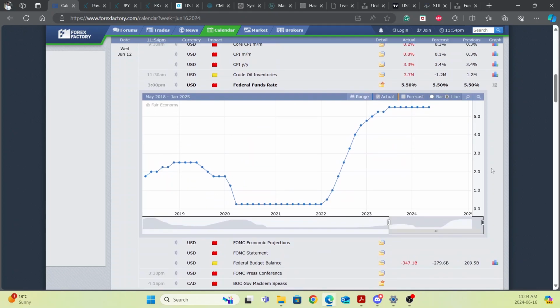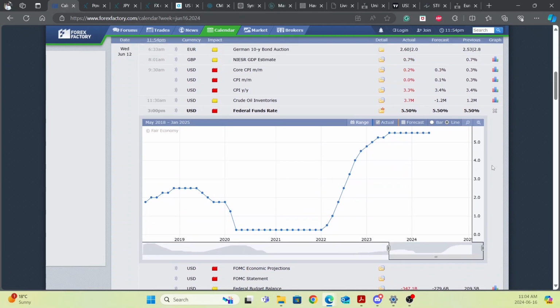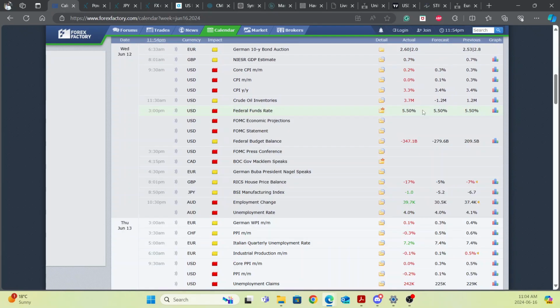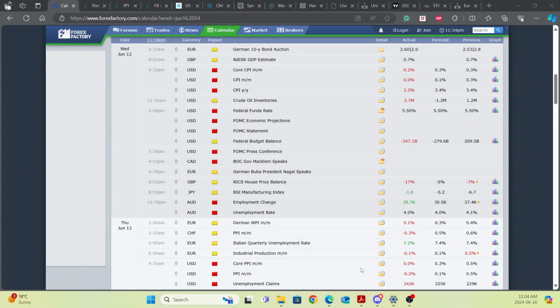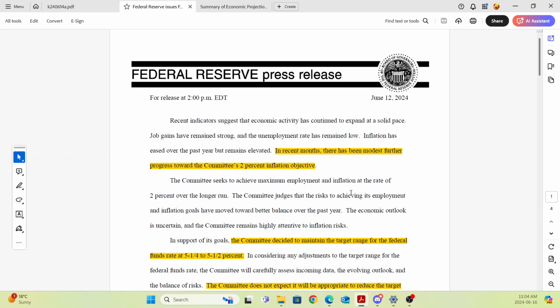Okay, so with that being said, we had the FOMC report on Wednesday, June 12th, and if I'm not wrong, they just kept their rate at 5.5% as the market expected. We had economic projections from the FOMC side, and also we had a statement. So let's go through the statement. All right, this was the statement they released on June 12th, 2024, as you can see.